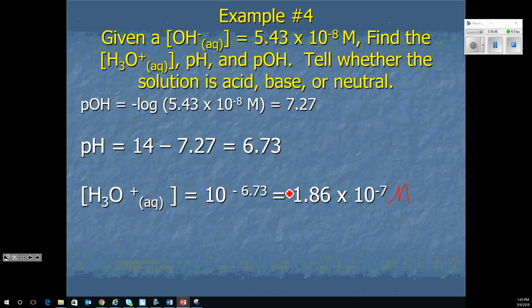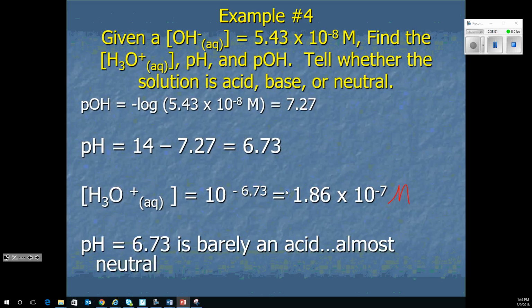It's both? Well, 6.73 is an acid and 7. It's an acid, barely. Remember, we're looking at the pH. Got to look at the pH. So it's barely an acid, but it is an acid. Okay, only 7.0 is considered neutral.